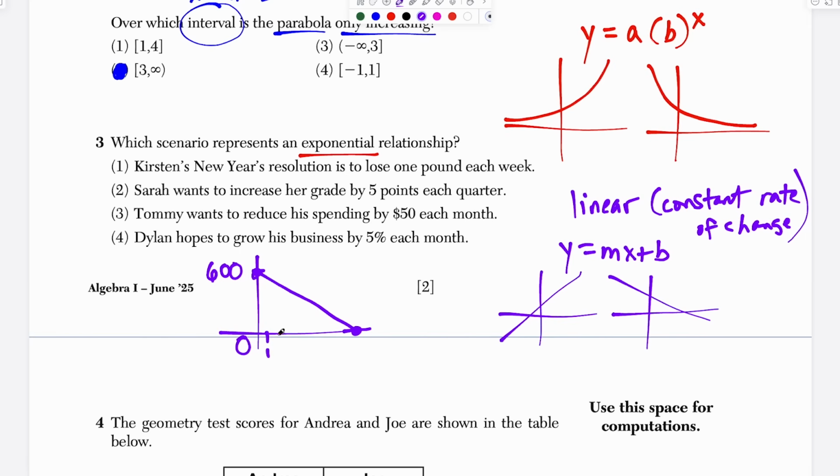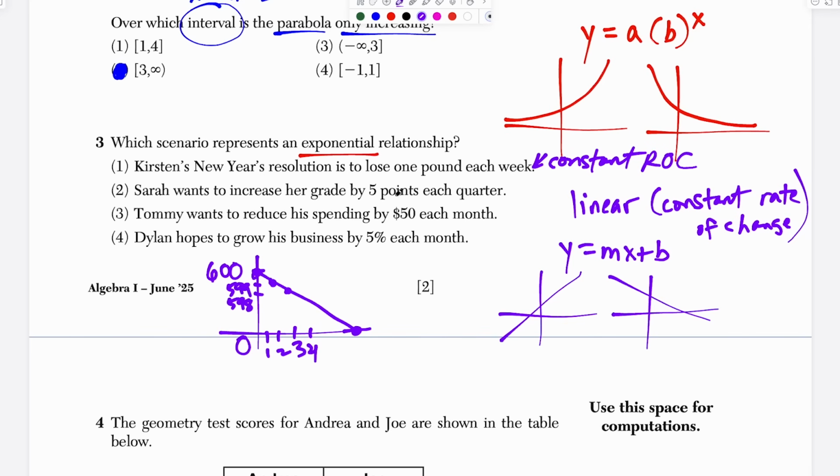But each week that goes by, Kirsten loses 1 pound. Okay, so that's 1 week goes by, that's 599. And then 2 weeks goes by, that's 598. And you could see if we were to plot these points, they are forming a straight line. So this would not be an exponential relationship. This would be a linear relationship because there is a constant rate of change.